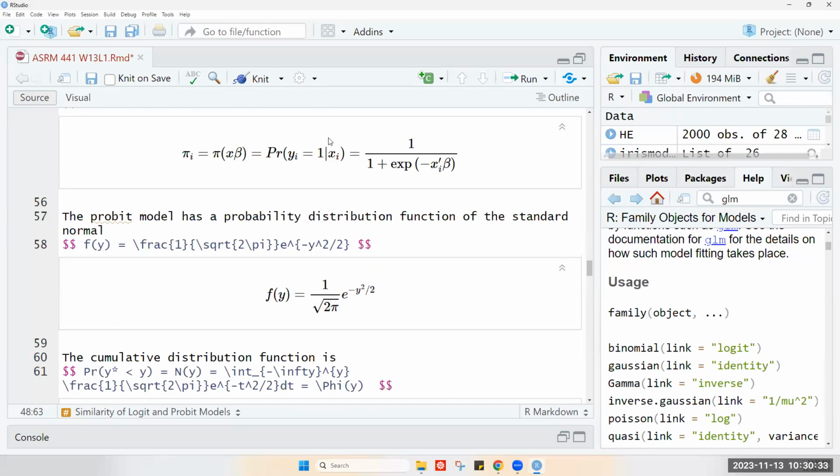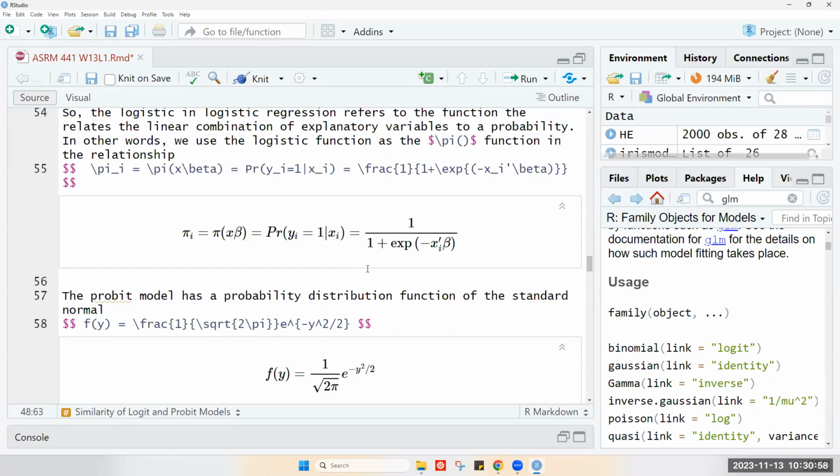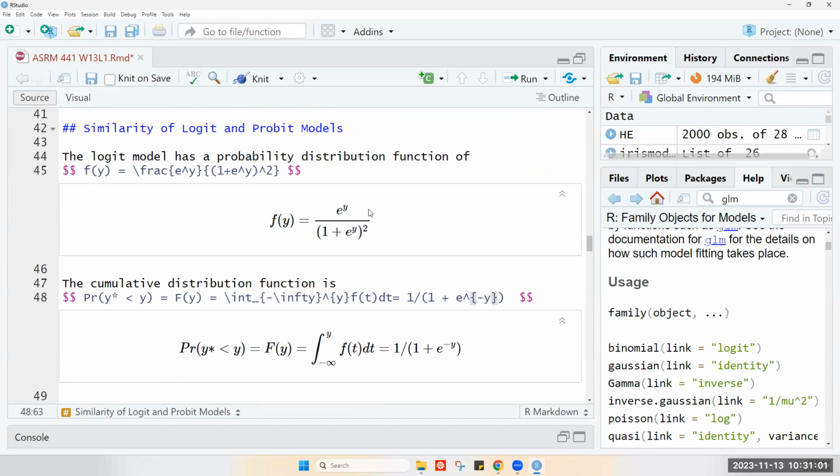The probit model has a probability distribution function of the standard normal distribution. So its probability density function is 1 over the square root of 2 pi, e raised to negative y squared over 2. That's for a standard normal. The important thing here is that we have an e raised to negative y squared over 2. Compare that to the logit function, which had e to the y divided by 1 plus e to the y, squared. And the main thing being that they both involve exponentials.